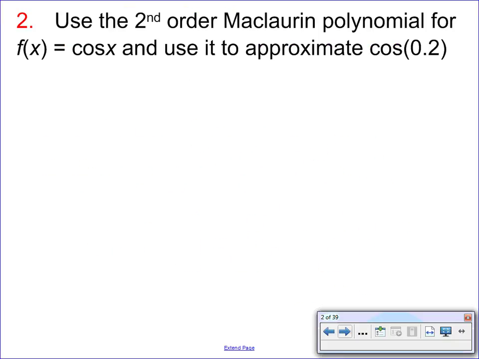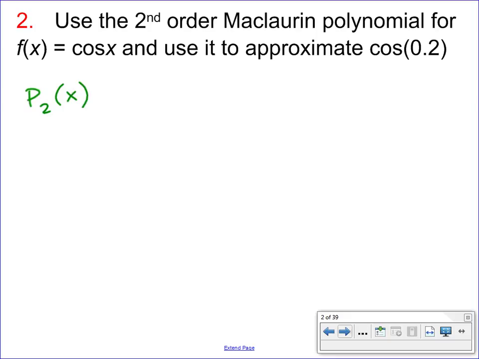Use the second order Maclaurin polynomial for f of x equals cosine of x, which ends up being the same as the third order Taylor polynomial, and use it to approximate cosine of 0.2. Remember, a Taylor polynomial centered at x equals 0 can also be called a Maclaurin polynomial. So let's use my p sub 2 of x.